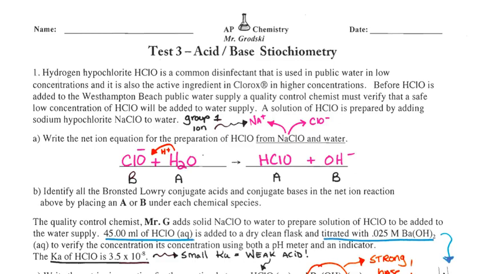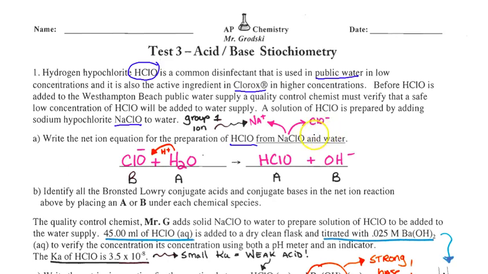So let's go over this acid-base test. I gave you a little scenario up top, and I said that HClO is a common disinfectant used in the public water supply. It's also the active ingredient in Clorox, except in Clorox they call it sodium hypochlorite. In any case, a solution is prepared of this acid by adding sodium hypochlorite to water. So I'm asking you to write the net ionic equation for the preparation of that from sodium hypochlorite and water.